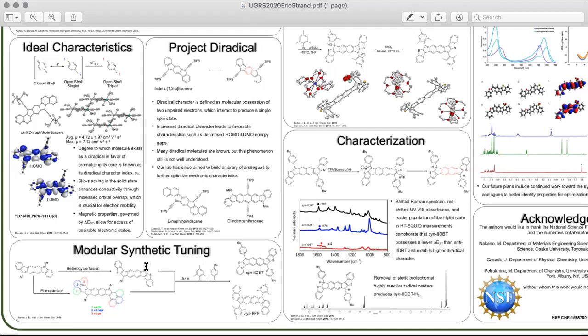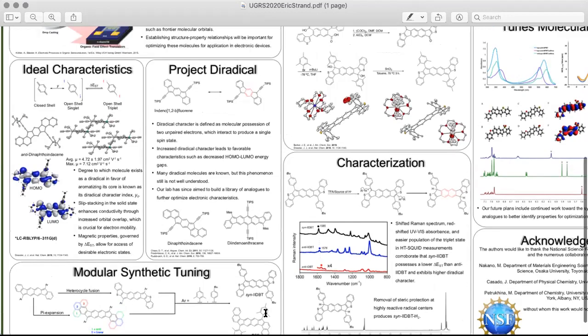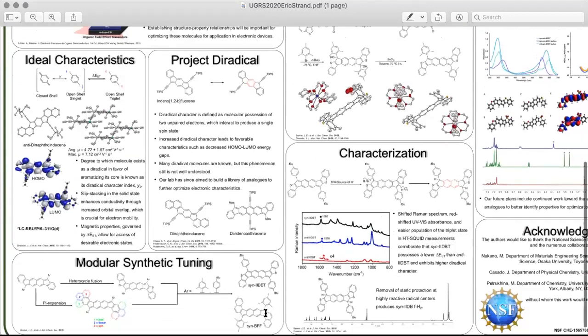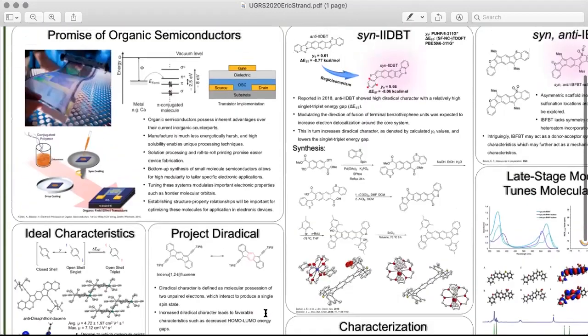And we can also modulate the aryl outgroups here to better facilitate these different electronic characteristics and tailor them to their application. So as you can see here, syn-indeno dibenzothiophene is right here, and syn-benzofluorenofluorene is right here. So these are just a few examples of what we have done in the library of analogs that we've synthesized to investigate these properties.